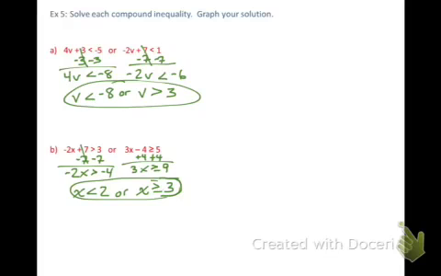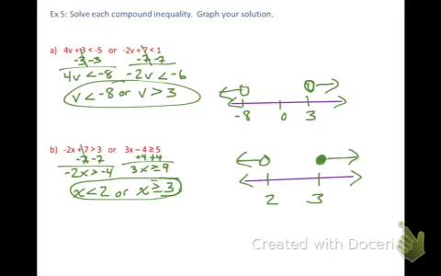So it's v is less than -8 or v is greater than 3. Remember, when you're dividing or multiplying by a negative number, you have to switch the inequality sign. That's the reason why v is greater than 3. And then B is x is less than 2 or x is greater than or equal to 3. Now you're going to graph them. So go ahead and graph.